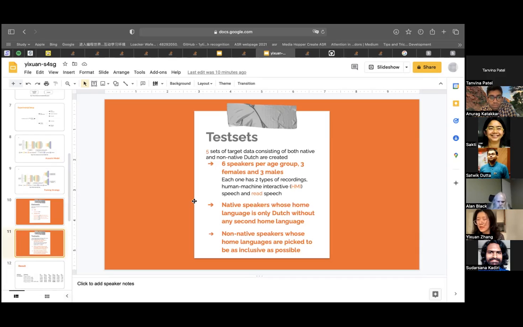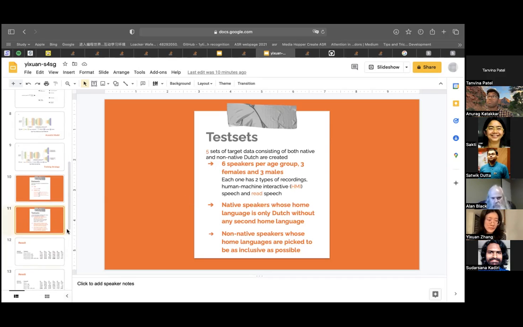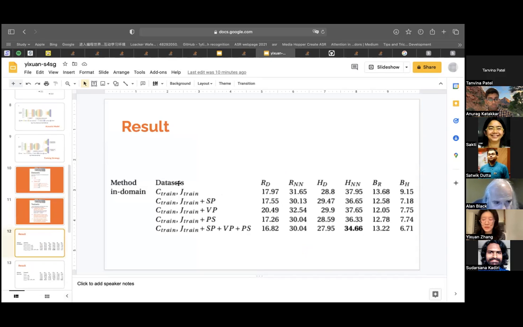Their mother languages include Turkish, Russian, English, Chinese, Persian, Arabic, Polish, Bini Edo, and Pashto. So here are the results.